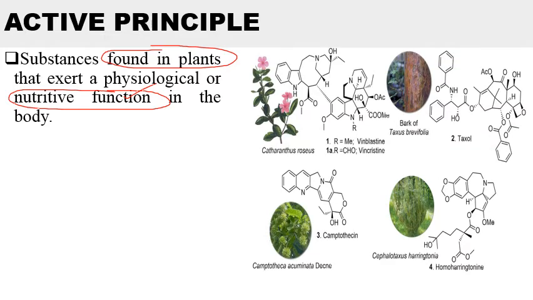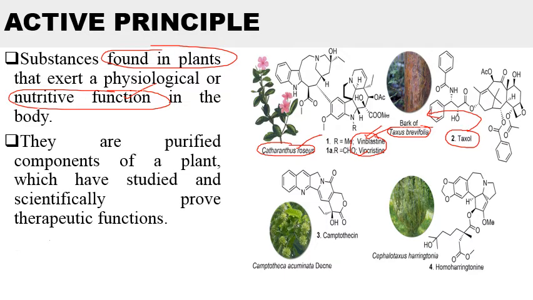For example, we have Catharanthus roseus, Vinca rosea. It contains chemicals like vinblastine and vincristine, और ये दोनों ही chemical का important role है in cancer treatment. Similarly, we have the bark of Taxus brevifolia or Taxus baccata that contains a chemical known as taxol that also has anti-cancerous properties. So they are purified components of plants. इन्हें purify किया जाता है plant से, which have been studied. We have done extensive studies on these plants, and it is scientifically proven that they have therapeutic functions, meaning they help in treating diseases. So basically these are the active principles.